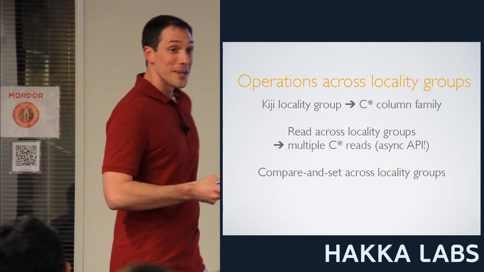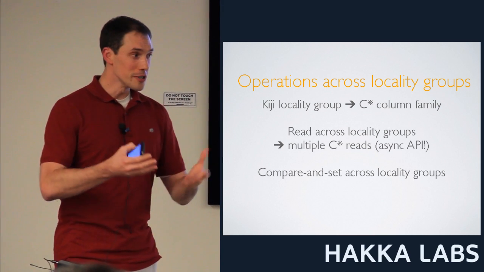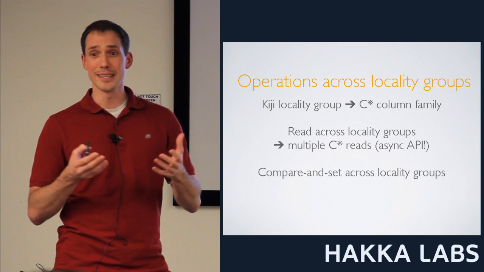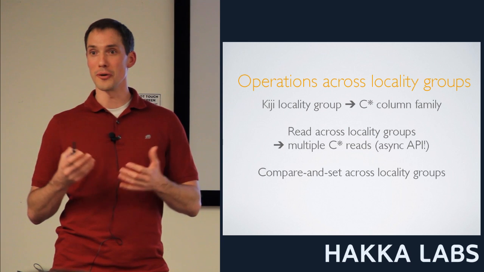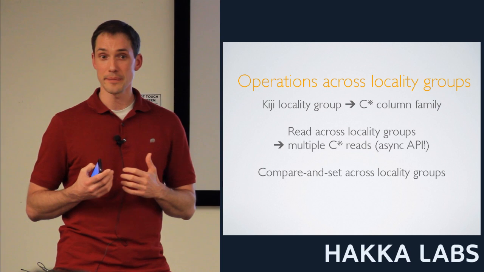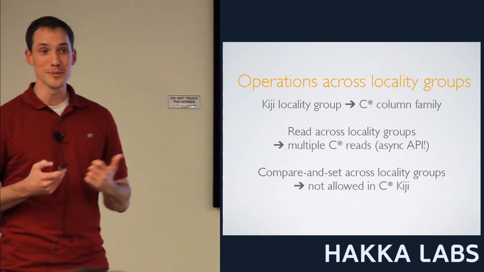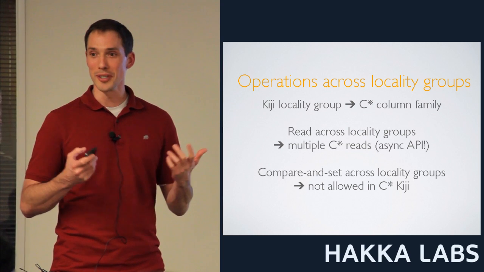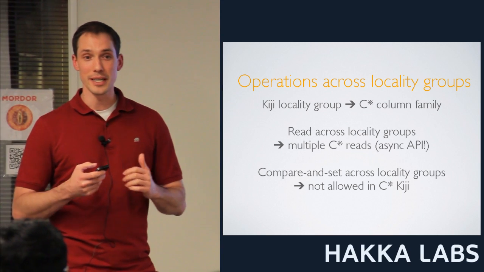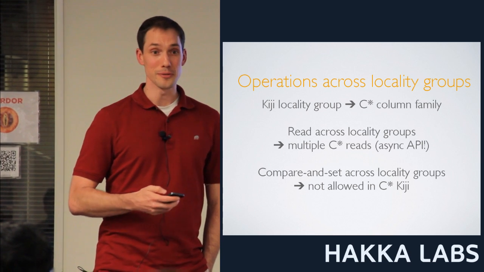Another tricky one is a compare and set that crosses locality groups. So again, when you're designing your Kiji table, you're going to put data that's typically accessed together in a single locality group. So this shouldn't happen very often, but we allow for it in Kiji. And for this, there's really no solution we could come up with, since we didn't want to use Zookeeper or something like that to provide locks on every single row in our Kiji table. So in the Kiji implementation of Cassandra, we don't allow these compare and sets that cross locality groups.